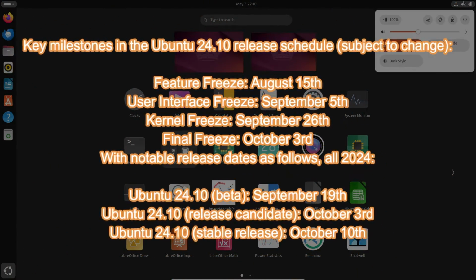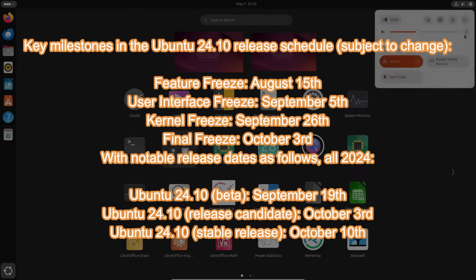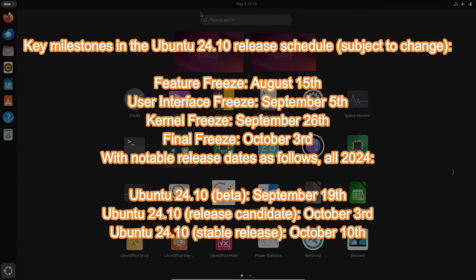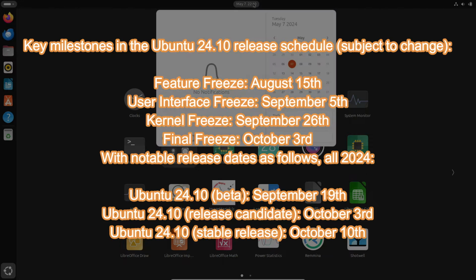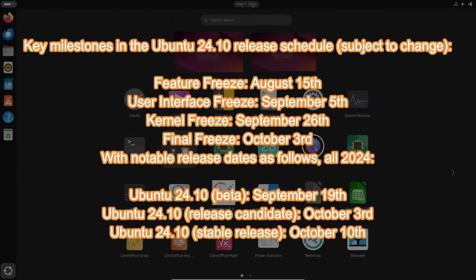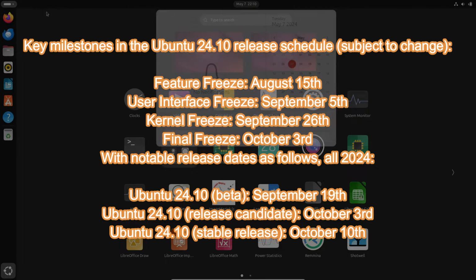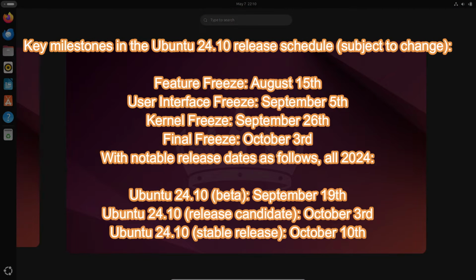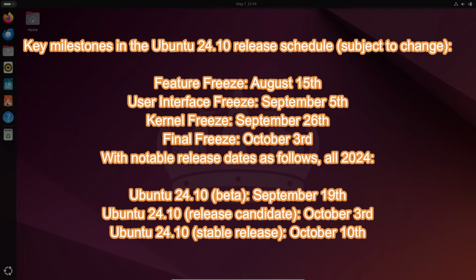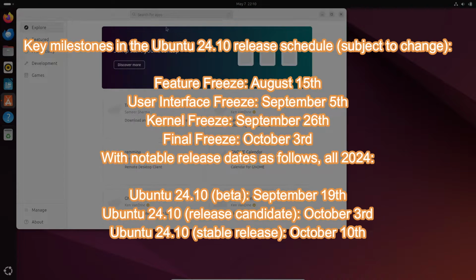Today, we've got some exciting news straight from the world of Ubuntu. Canonical has just dropped the draft release schedule for Ubuntu 24.10, codenamed Oracular Oriole. And trust me, it's got us buzzing with anticipation. Now, let's break it down, shall we?